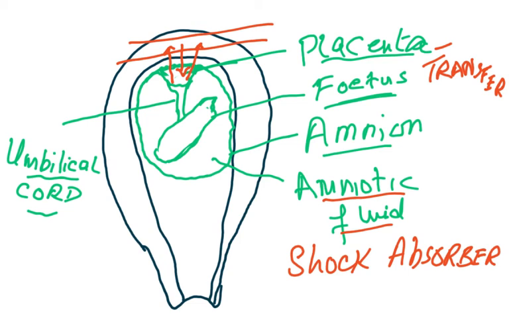Anything cannot cross the placenta. Even if the mother is suffering from a severe bacterial infection, nothing is going to cross into the fetus because it can damage the fetus. So the amnion is the sac which encloses the amniotic fluid. The amniotic fluid acts as a shock absorber and protects the growing fetus.